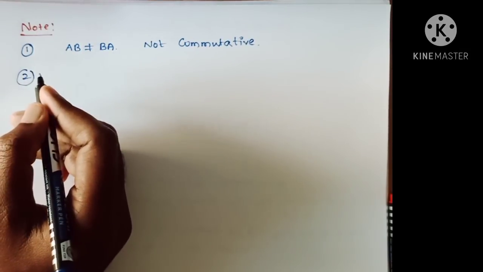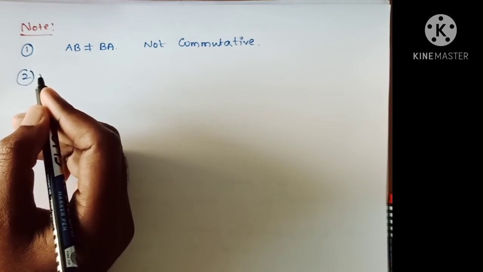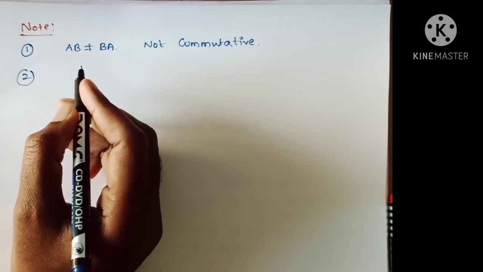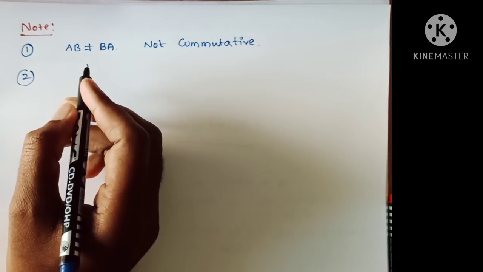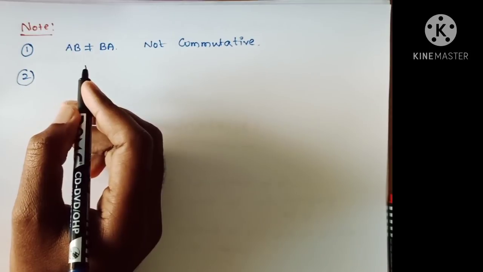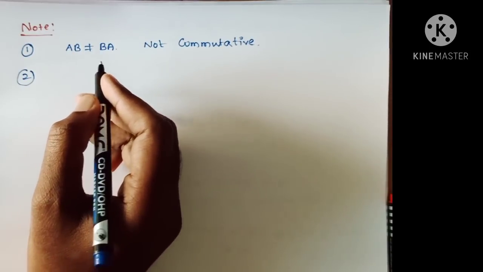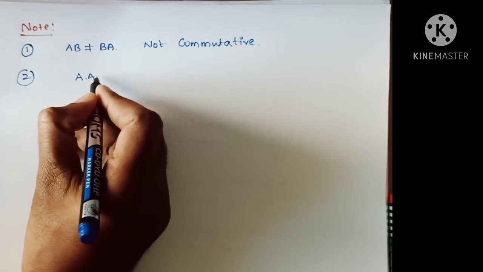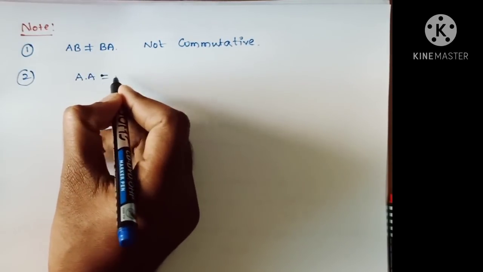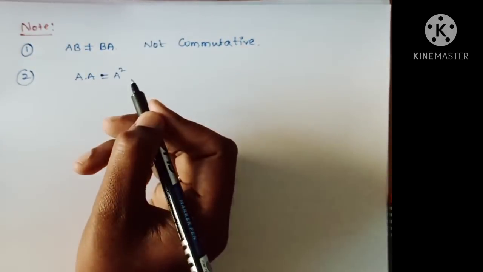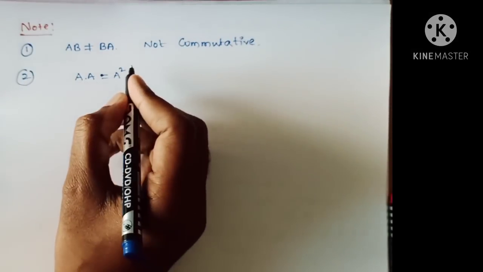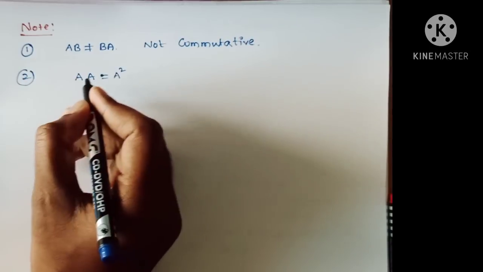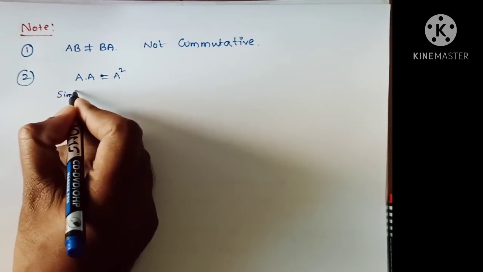Number 2, a matrix A can be multiplied by itself if and only if it is a square matrix. Then the product of A and A is equal to A square. This can be written as A square also.